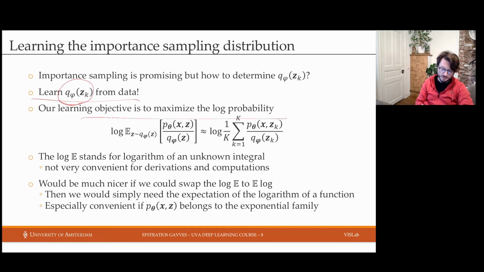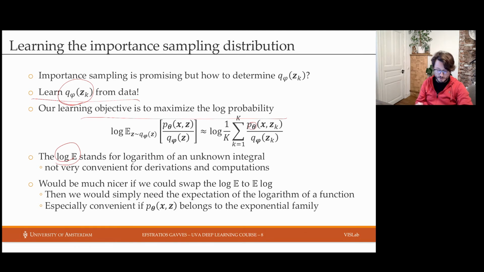So then our learning objective is again to maximize the log probability, and this can be done by optimizing both parameters theta and phi. Now, the logarithm of the expectation, the expectation is an integral, so the logarithm of an integral is in most cases unknown. It's not very convenient for derivations and computations. It leads to intractability because we cannot easily come up with functional forms that are comfortable for us computationally.